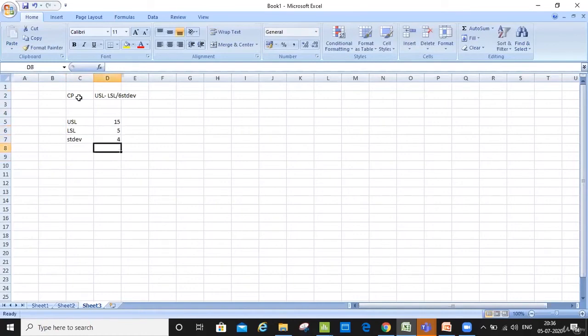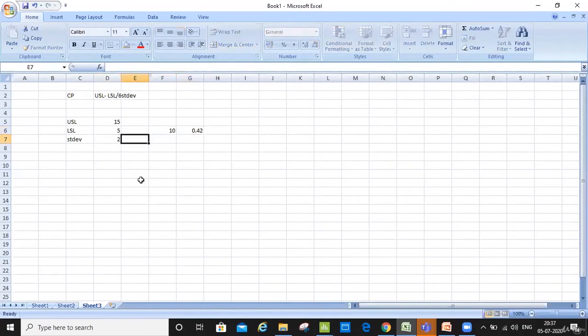So how will I calculate CP? Can someone calculate CP for me? So 6 into 4. 15 minus 5 will be 10. So 10 divided by 24, because it's 6 standard deviation, right? My CP has come out to 0.416667. It's less than 1, right? Yes. It is because there's a lot of standard deviation.